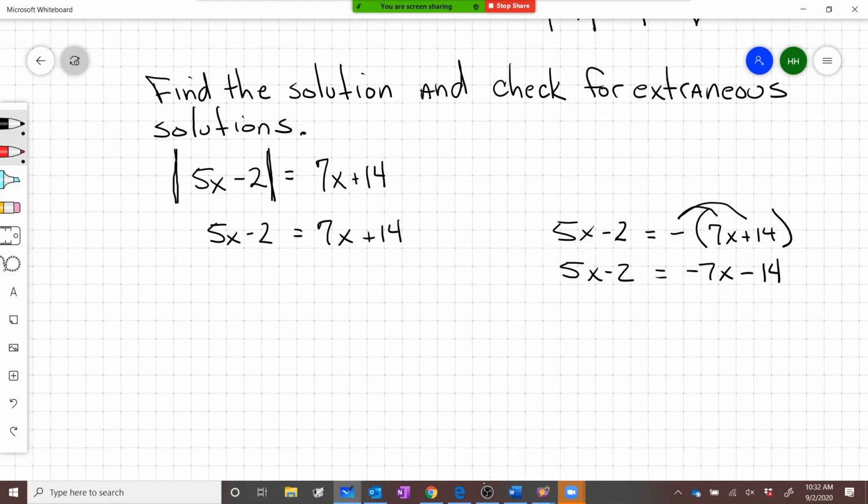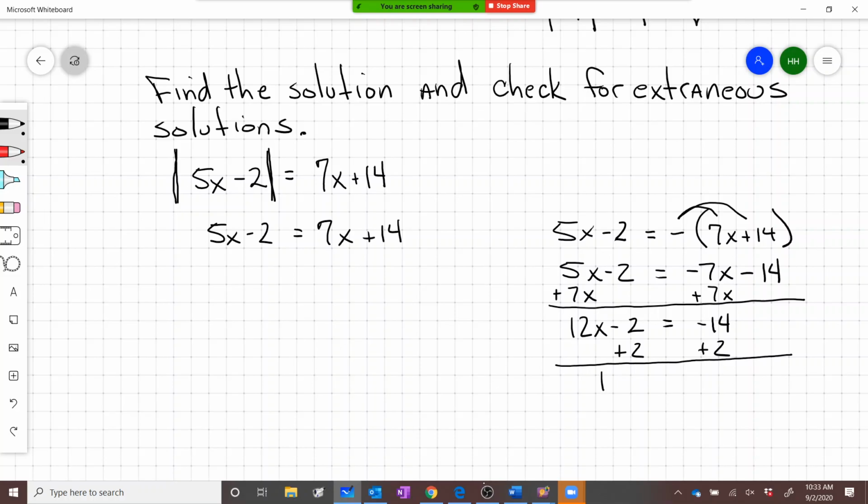And I'm going to finish this one over here. So we're going to add 7x to each side. So 12x minus 2 equals negative 14. I'm going to add 2 to each side. So the 12x is equal to negative 12, and then divide by 12. And we get x being equal to negative 1.